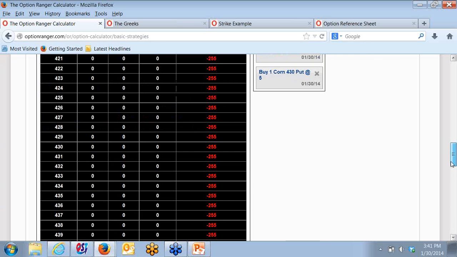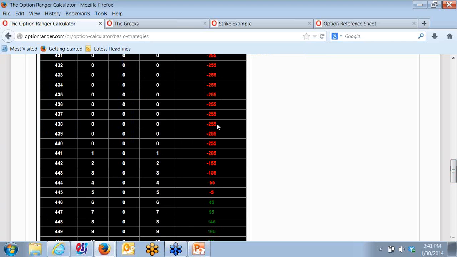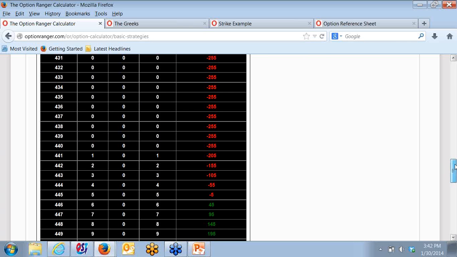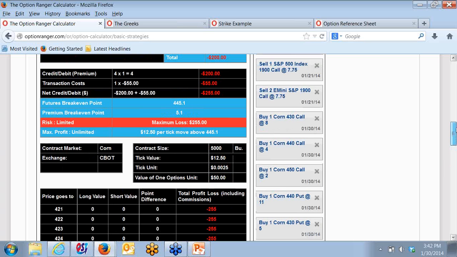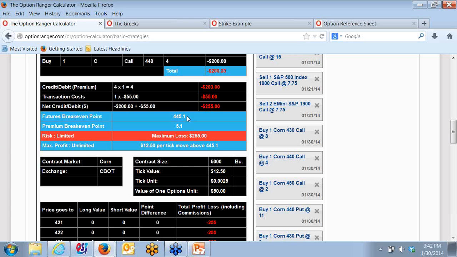So your total risk now, and that's why you're paying a premium, is limited to $255, including the commission that was used here as a default. However, in exchange for having a smaller cost and by buying an out-of-the-money option at the next strike up, your break-even goes up. It's 5.1 cents because you spent less. However, on the futures, to be intrinsically profitable, you have to be above 445.1 rather than 439.1, which was our number in our last example.